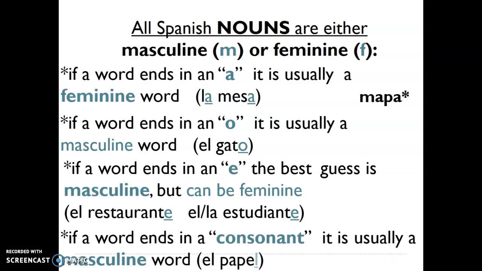Now, if I put an asterisk next to a word, it's telling you that it looks like it should be feminine, in this case, but it's an exception, so it's a masculine word. So mapa is masculine. Just like radio is feminine because it's an exception to the O rule, clase is feminine because it's an exception to the E rule, and ciudad is an exception to the consonant rule, and it is feminine. There aren't very many exceptions. I would say on a list of like 25 words, there might be 3. Okay, so this does not happen very often.